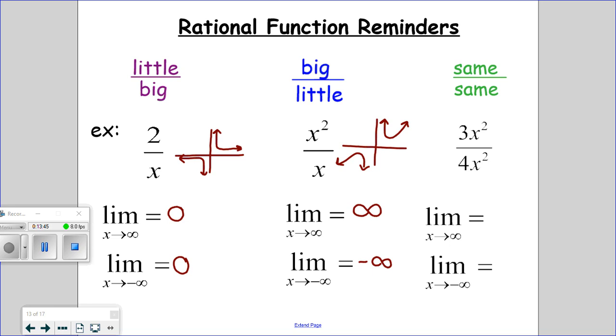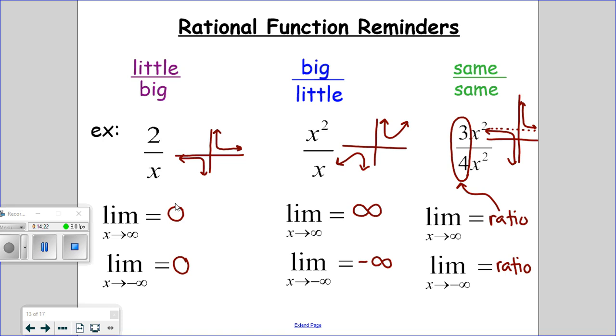Your last one is if the top and bottom of my fraction are growing at the same rate. They've got the same exponent. It's going to end up eventually flatlining at the ratio of the leading coefficients. So a picture of something that's flatlining at 3/4 would be something like this. We would have drawn in this little horizontal asymptote. It would have looked something like that, flatlining up there at 3/4. And the limit as we head to the right and the left is the ratio of those leading coefficients. Generically speaking, we'll just call it the ratio.